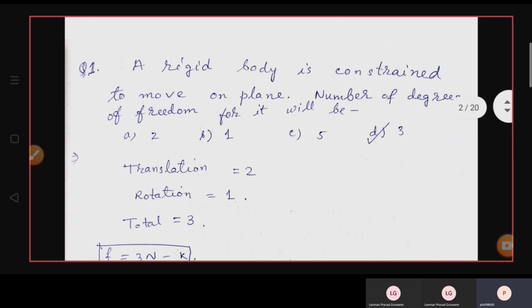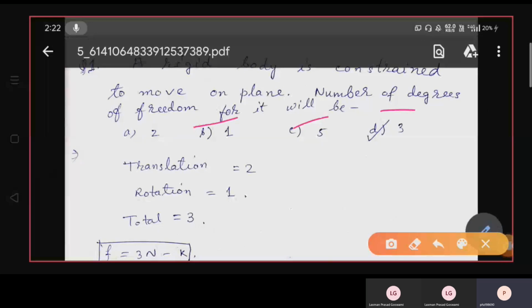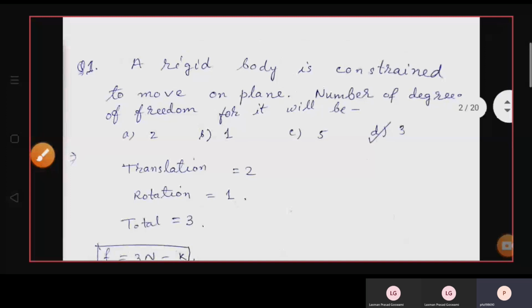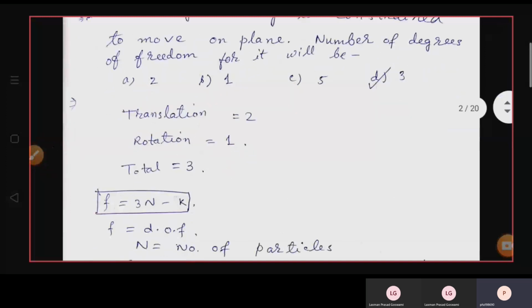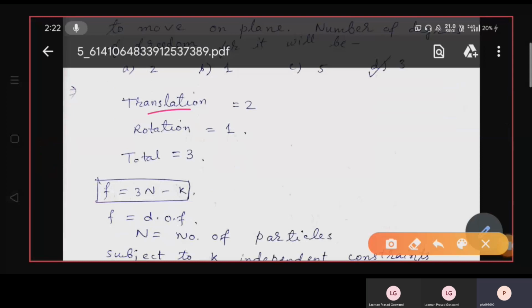The first question is: a rigid body is constrained to move on a plane. Number of degrees of freedom for it will be? So you have a rigid body and that rigid body is constrained to move on a plane. So there will be a total of 3 degrees of freedom because 2 for the translation and 1 for the rotation.